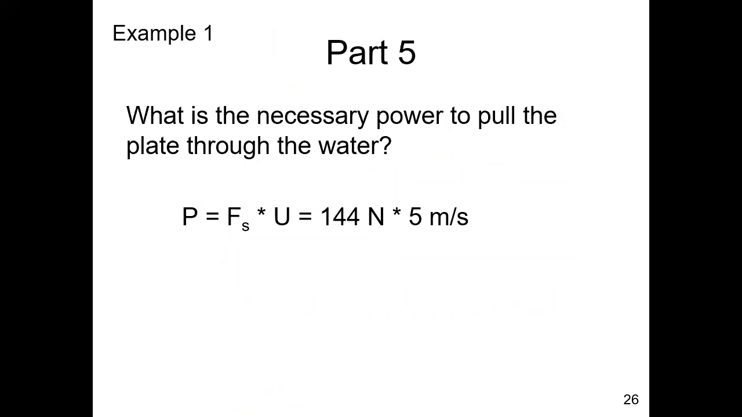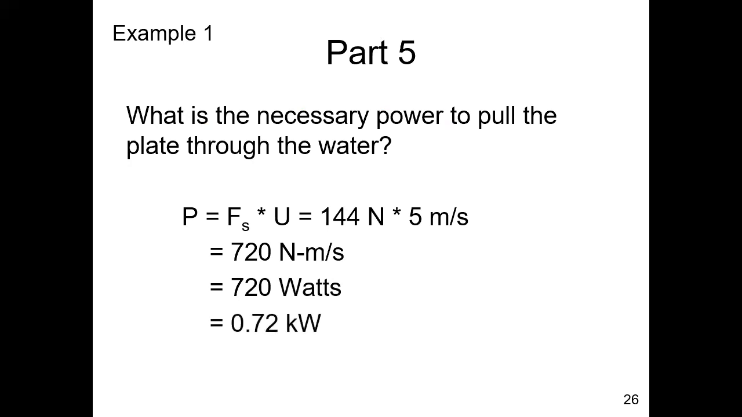Power is force times velocity. So we know that we just calculated the drag shear force of 144 newtons. The plate velocity is 5 meters per second, and that gives us 720 newton meters per second, which is 720 watts, which is 0.72 kilowatts. So again, in this one, you don't see the fact that you have a transitional boundary layer at the end. That was all built into the drag force, Fs. But it ultimately did depend on what that boundary layer characteristic was at the trailing edge.